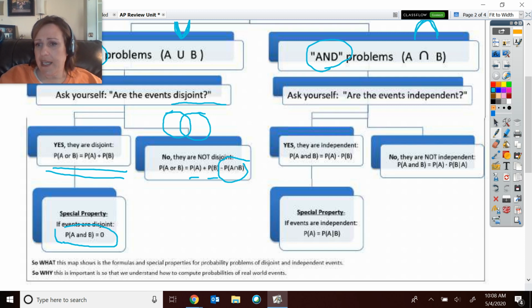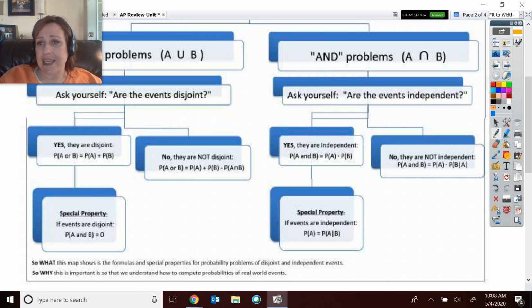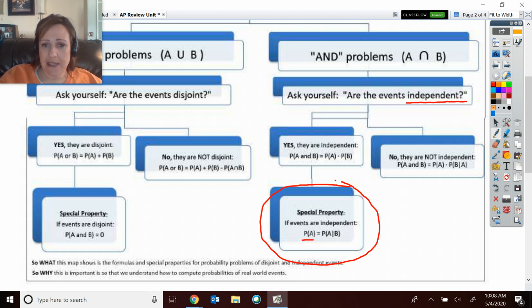All right, now let's take a look over here at the intersection problems. Are they independent of each other? And you might have to go ahead and check that. In fact, here's a way that you would check it. Probability of A would be the same as A given that B has happened. If they are independent, awesome. You can just multiply those probabilities together.